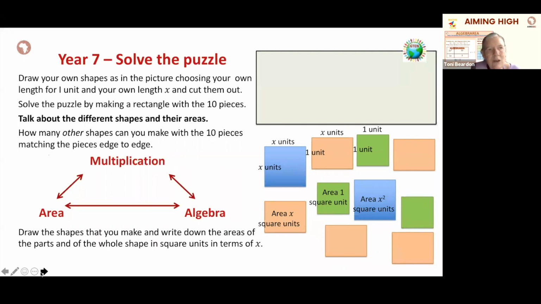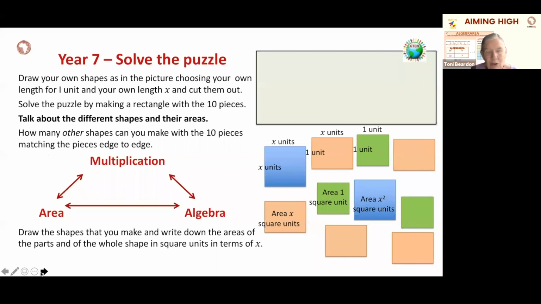And now we'd have the learners draw their own shapes, choosing the values for 1 unit and their own lengths for X, and they cut out these shapes from a scrap card, and then they'd solve the puzzle by making a rectangle with the 10 pieces, matching them edge to edge. They'd talk about the different shapes and their areas, and how many other shapes they can make with the same 10 pieces, not rectangles now.